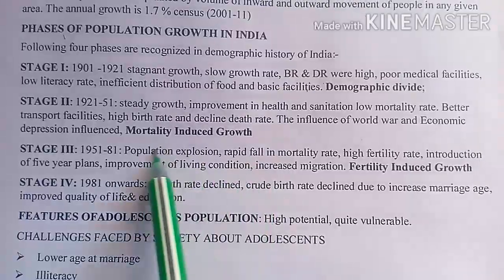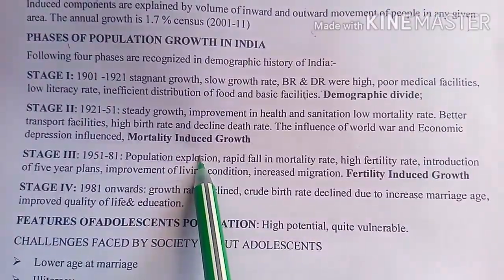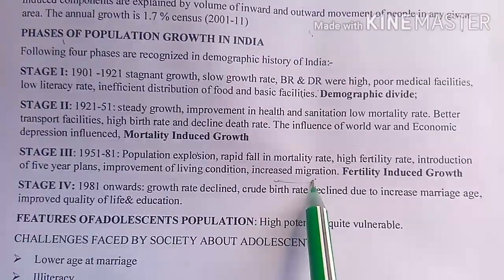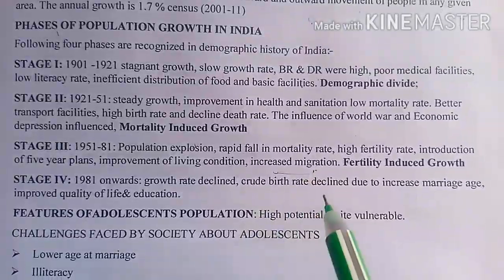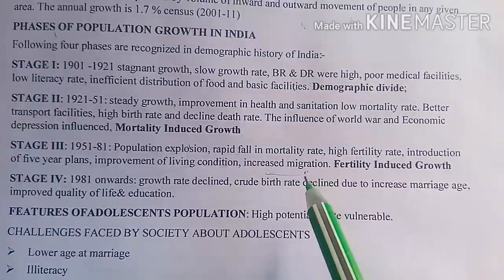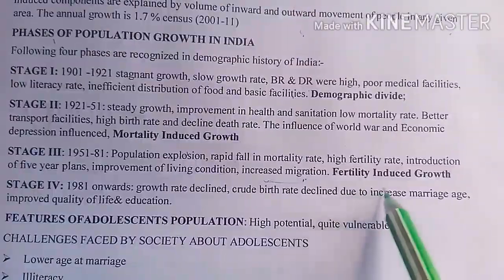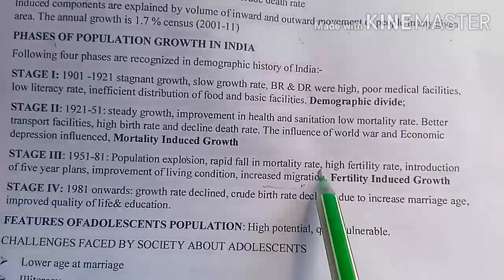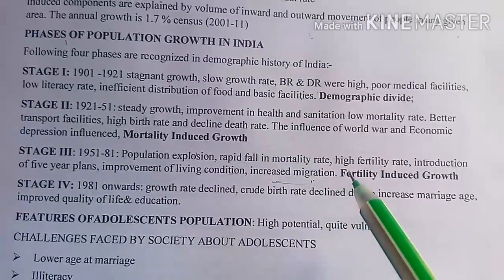Improvement of living conditions was also a major reason for the explosion of the population. Migration also increased during this period, because people migrated from one place to another in search of jobs, better facilities, education and health facilities, etc. So fertility induced growth became very high during this period because of the rapid fall in mortality rate and the development of better health facilities.